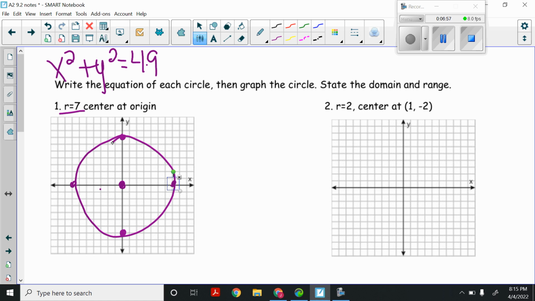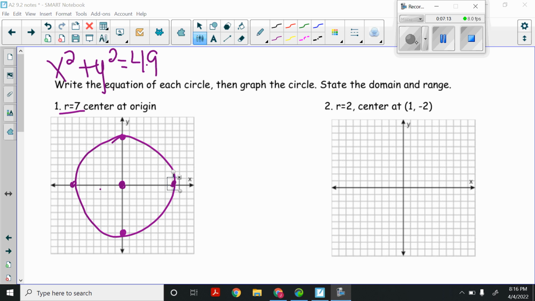If I wanted to make sure that that was a perfect circle, I would use a compass to connect all of those. You're just going to make sure that you do not give me a square shape. Make sure that you have it round.